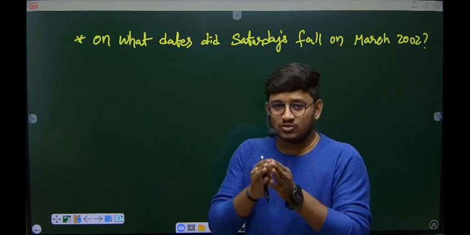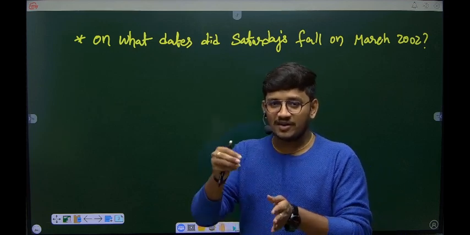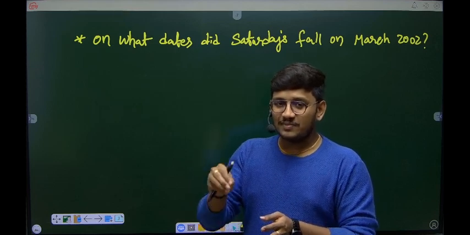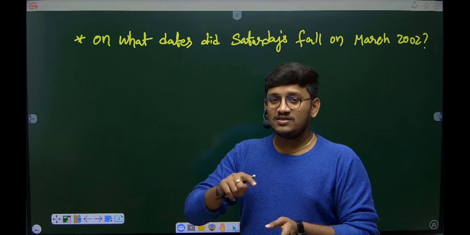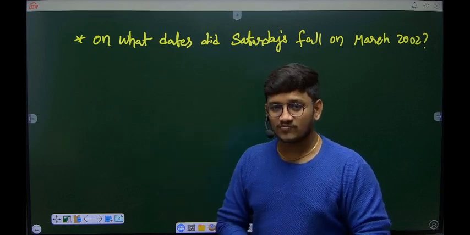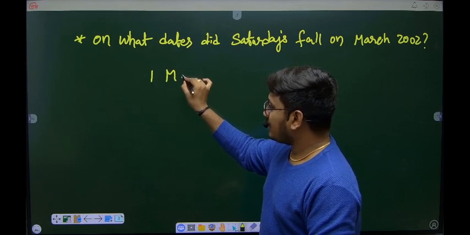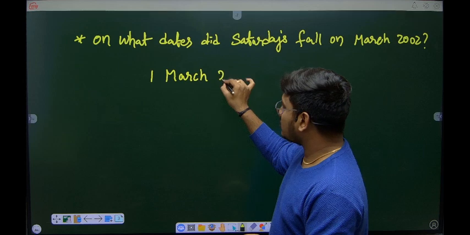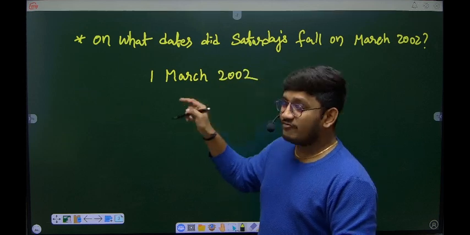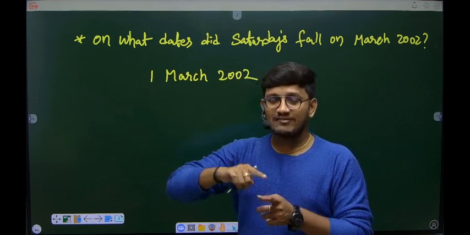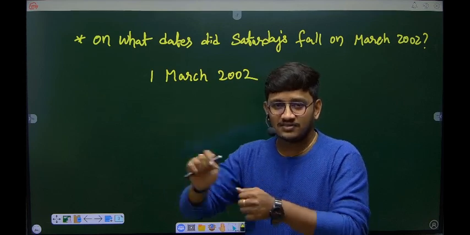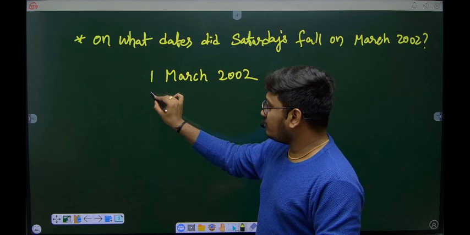In the 2002 calendar, there is a particular month called March. In that month, what are the dates on which Saturdays fall? Here what you need to do is very simple. First, I will take a reference of 1st March 2002. I will calculate which day it was. Based on that, I will calculate on what dates Saturdays will fall. Simple logic.